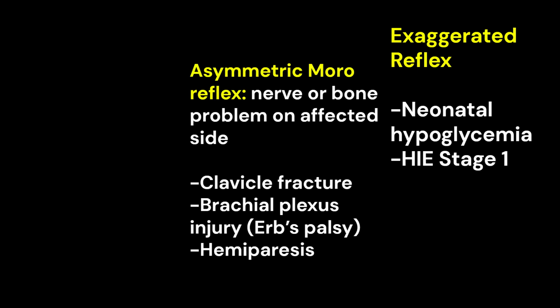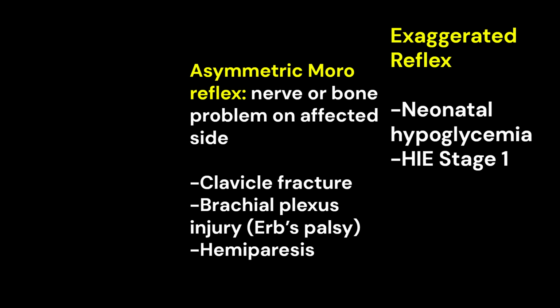Now, Moro's reflex might be asymmetric, which means that one side of the body might show this response and one side will not show this response. This indicates that there is some sort of a nerve problem, nerve disease, or a bone disease. So, this could be seen in a fractured clavicle. If the child's clavicle is fractured, the child will not be able to move the arm of that side, and so Moro's reflex is not seen on that side.